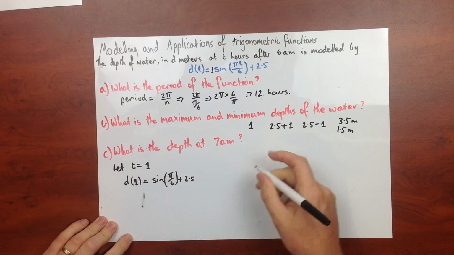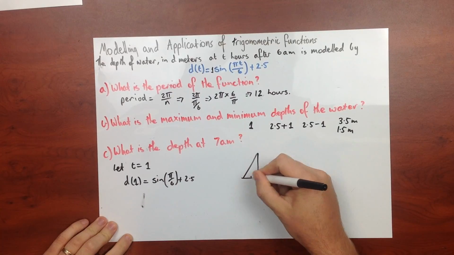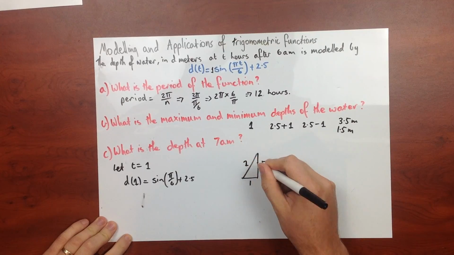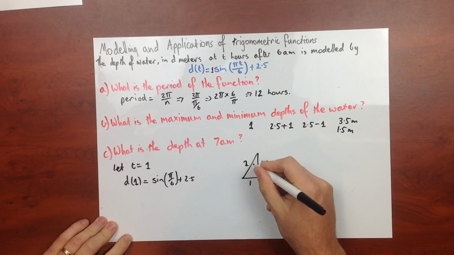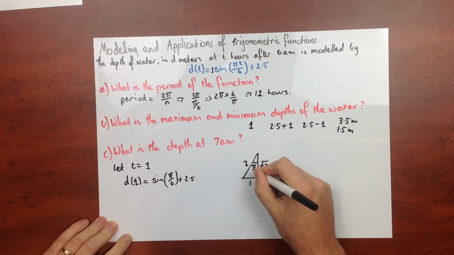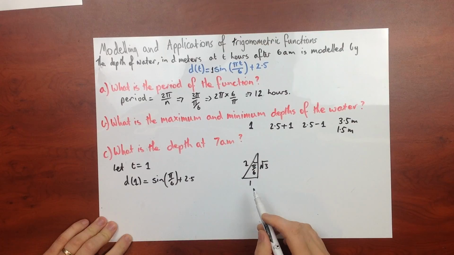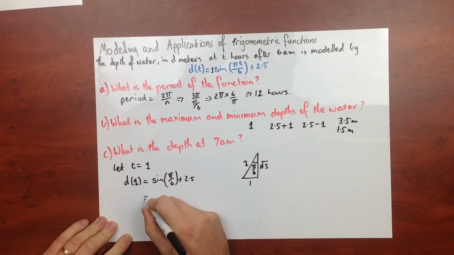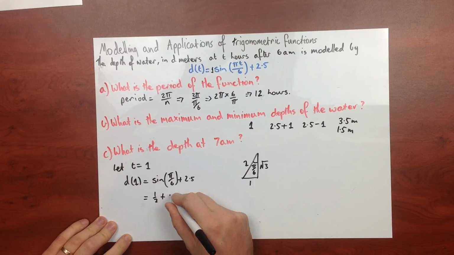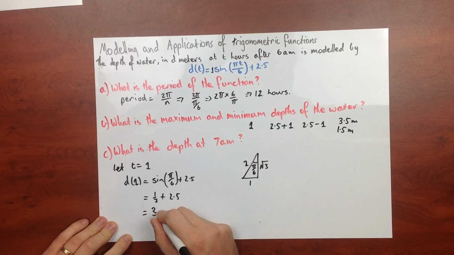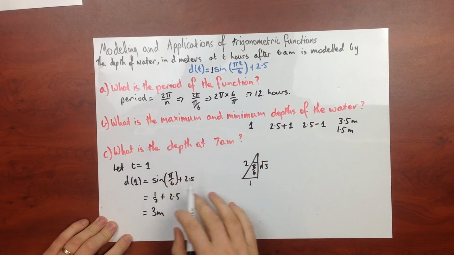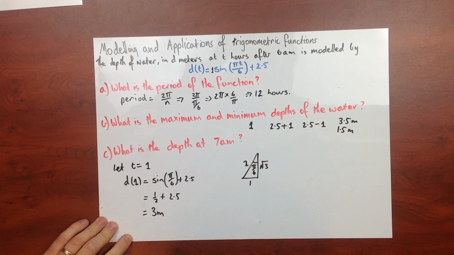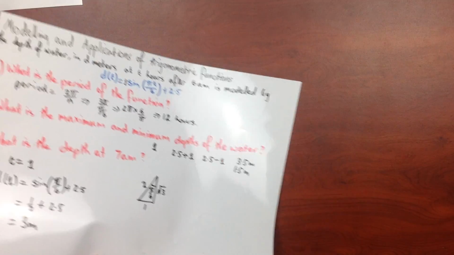If we think about our exact values, if we think about our triangles here, this is one of our triangles that we can use to help remember our values. This is pi on 6 up here. Sine is opposite over hypotenuse, so 1 on 2. So sine of pi on 6 is 1/2, plus 2.5. So that's going to be 3 metres. Remember it's a worded question, we've got units, so we need to make sure that we're including those units in there. There's a couple more parts to this question.